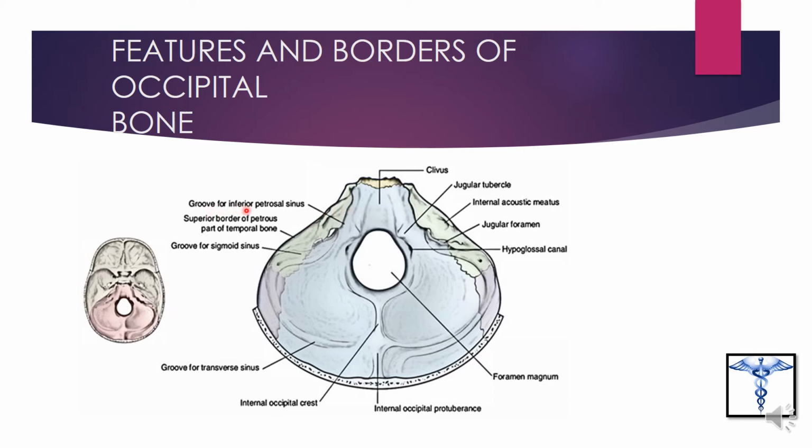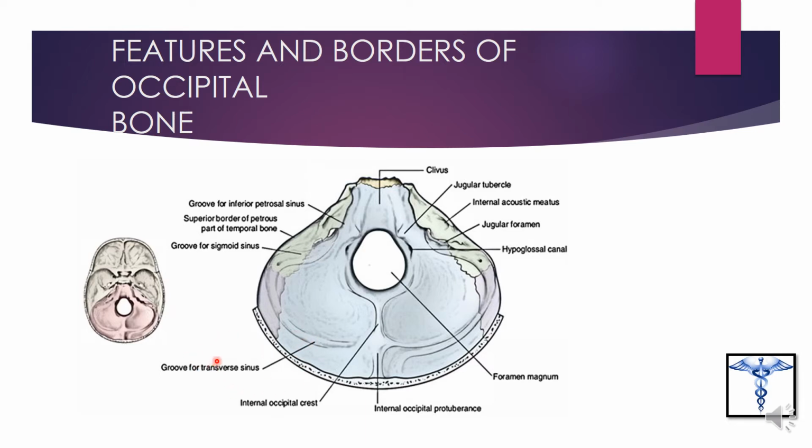Here you can see the groove for the inferior petrosal sinus. This is the groove for the sigmoid sinus, and here is the internal occipital crest. As you can see, the internal occipital crest runs from the foramen magnum, anteriorly to posteriorly, towards the internal occipital protuberance. At each side of this internal occipital protuberance are grooves, and this groove is for the transverse sinus.